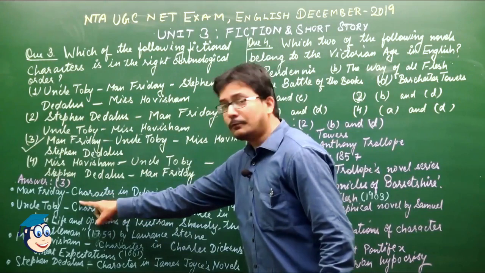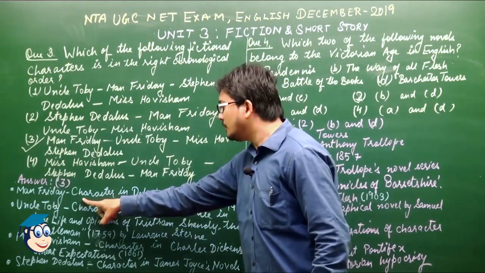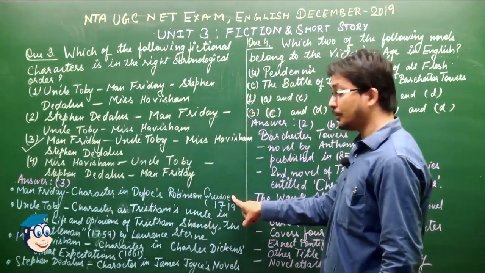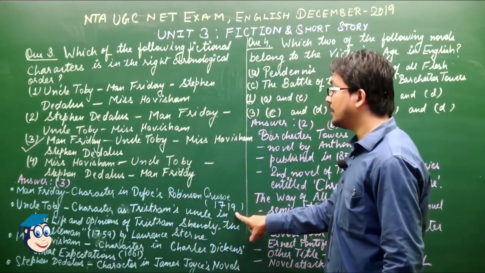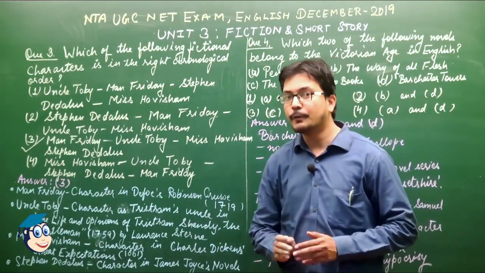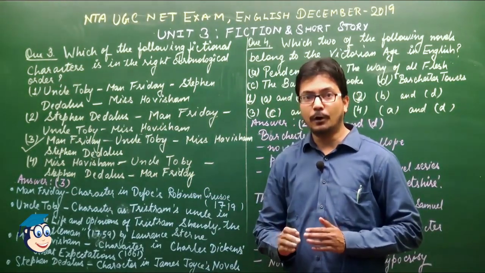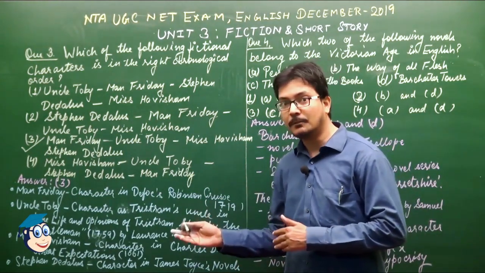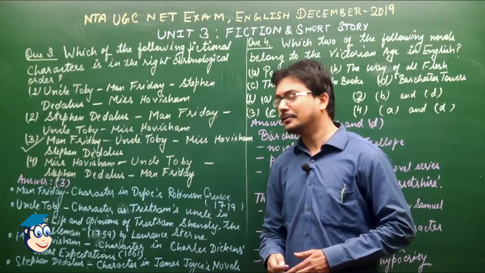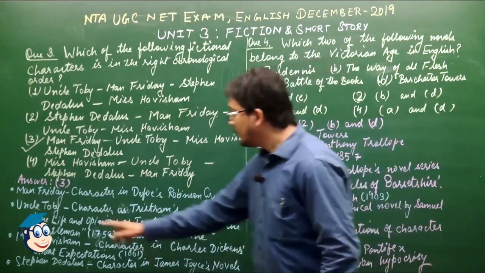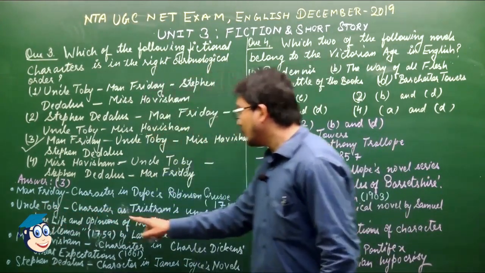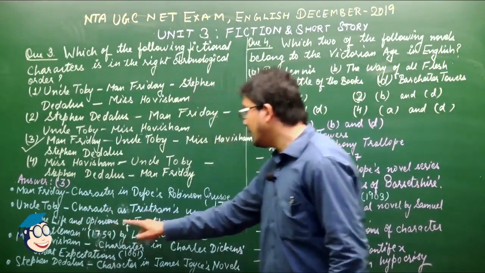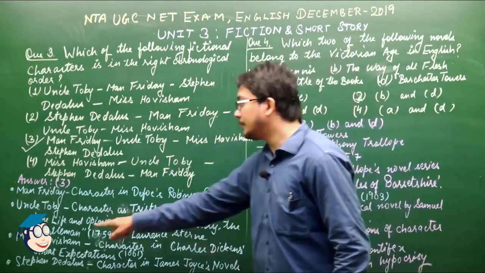Now, when we talk about the reasons, the first one, Man Friday, is a character in Daniel Defoe's Robinson Crusoe that was published in 1719. The word Man Friday is also used for any male servant who is very loyal to a person. In fact, it has become a metaphor. You can also call it an allusion. The second one is Uncle Toby, who was Tristram's uncle in the novel The Life and Opinions of Tristram Shandy, Gentleman.